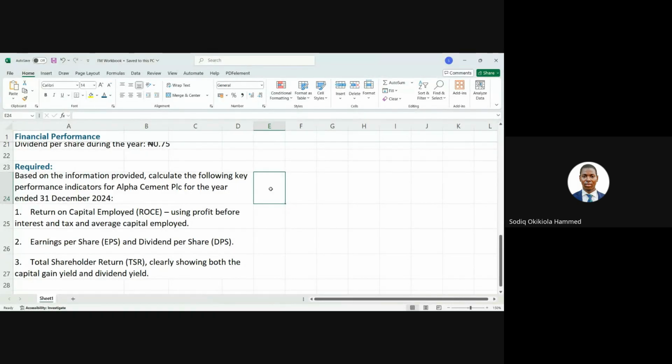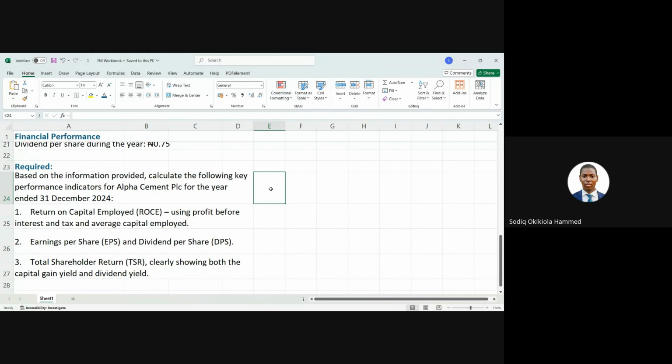So that 20% is your return, and that 5 million, your money that you have deposited in that bank, is your capital employed. So it is something that is generating money for you. So the return on capital employed, when we are doing the work, I'm going to show the formula.